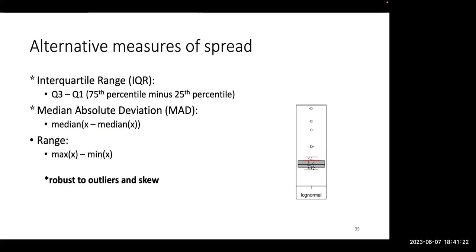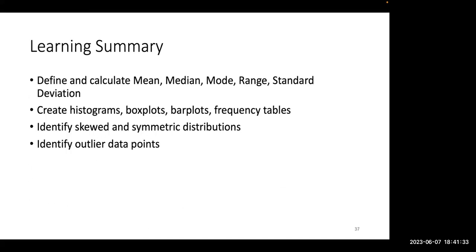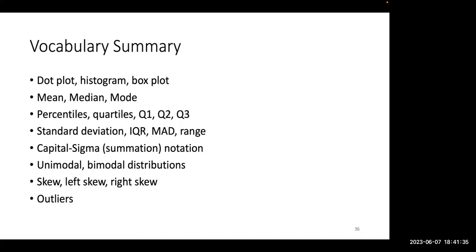Okay, alternative measures of spread, we talked about this. Interquartile range, range, median absolute deviation, we talked about. What is important is sigma. Population parameter: mu equals the mean, or X bar in the sample statistic. Standard deviation in the population is sigma, whereas it's S or SD in the sample statistic. Good. We talked about all of this.